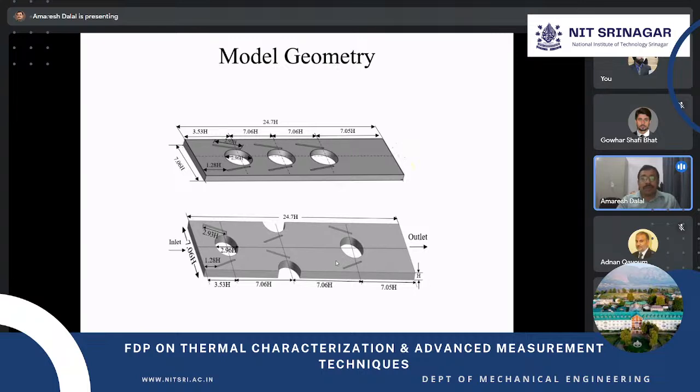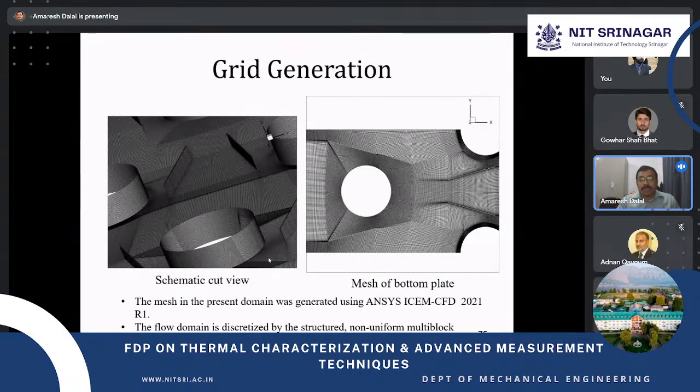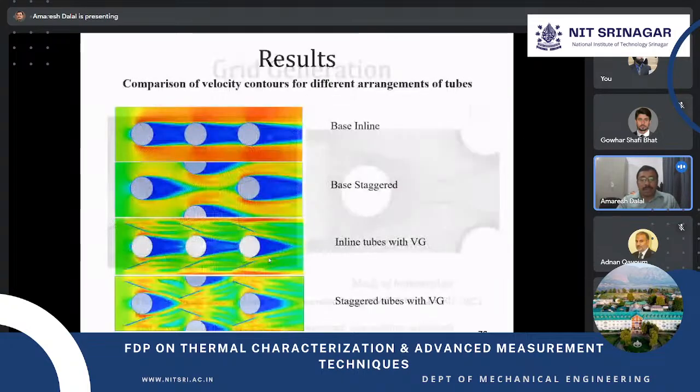So now you can see that for this inline and staggered, we have compared with water and CMC, and with different angles of the winglet. You can see this is the grid. A very fine mesh is generated to capture the flow physics. It is generated using ANSYS Fluent, and now is the result.